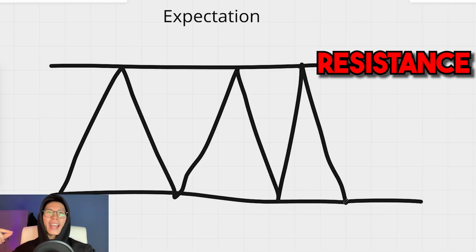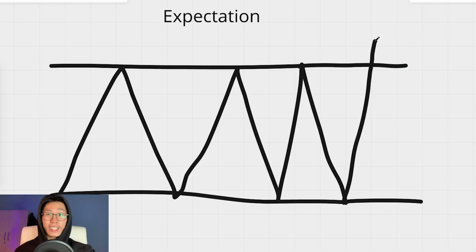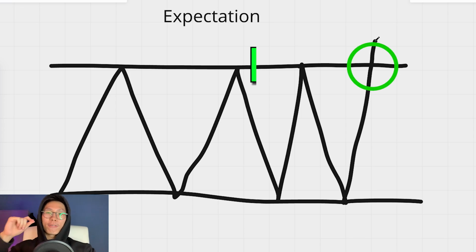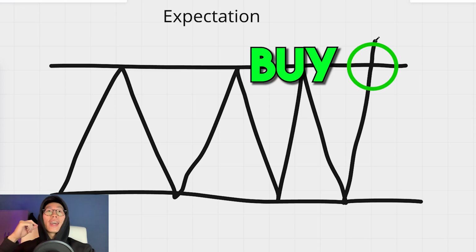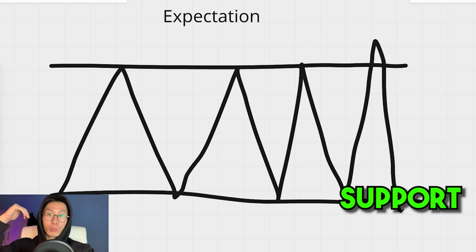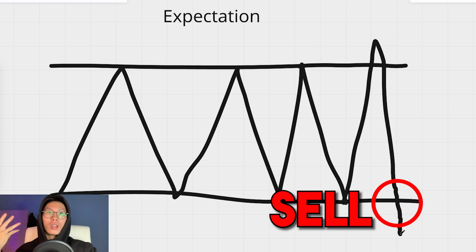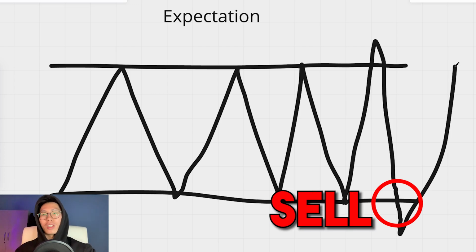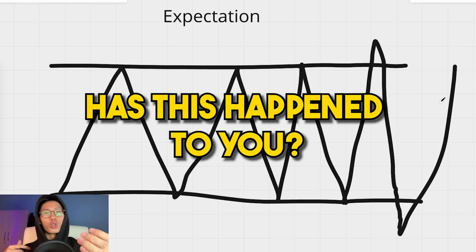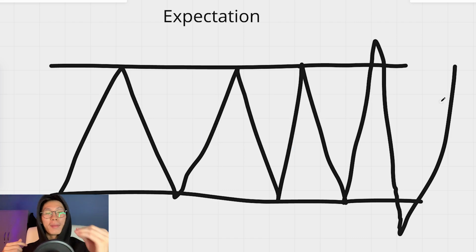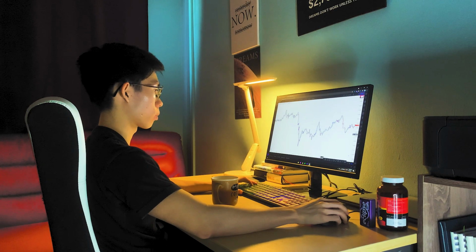And then when price actually breaks out of the resistance area, they immediately enter for a buy position just to see that this was a fake out and price immediately went back down. And then when price breaks through the support level, they immediately enter for a sell position just to see that price reverses and heads back up. Has this ever happened to you? Because this has happened to me so many damn times in my first year of trading.